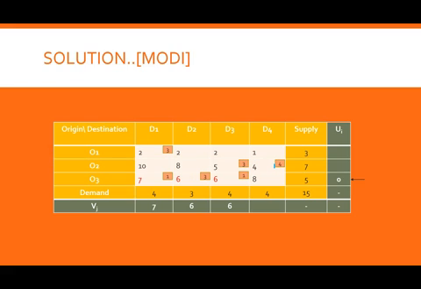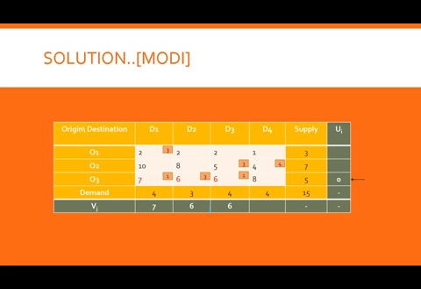Once again, if you observe, I have 6 allocations, so not a degeneracy case. Therefore, I can go about computing ui and vj values. Here, because I have 3 allocations in the same row, I will take this ui as 0. Whatever I have marked in red becomes the reference values. 7 minus 0, 7.